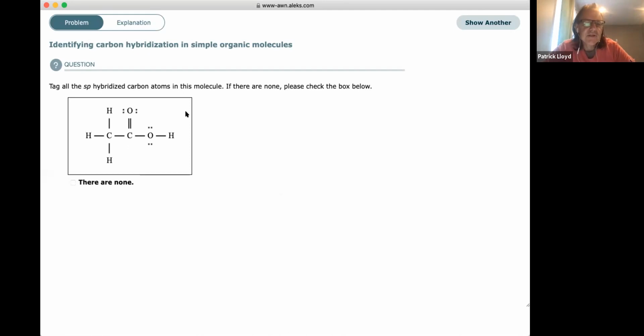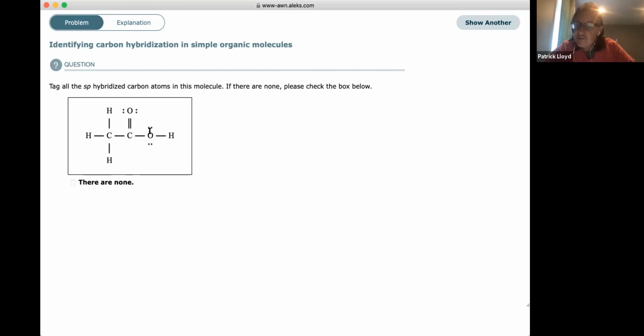For this one, let's go through hybridization. The first carbon here on the left is AX4, it's bonded to 4 atoms, so that's tetrahedral, so that's sp3. The second carbon atom is bonded to 3 atoms, so that's trigonal planar, and that's sp2. There is no sp hybridization in this molecule.